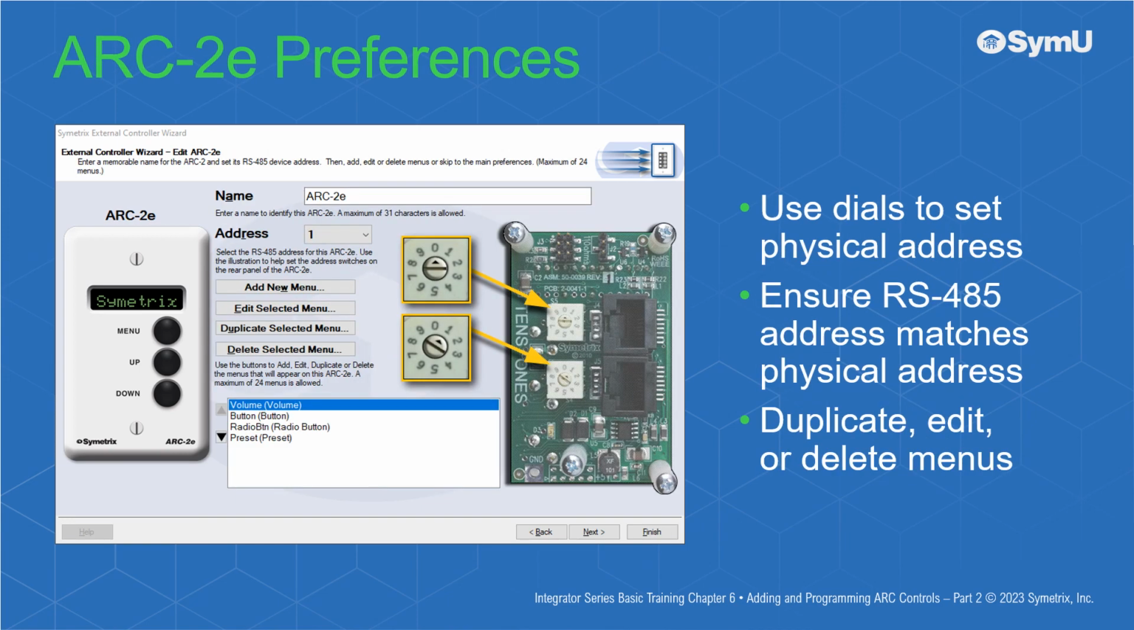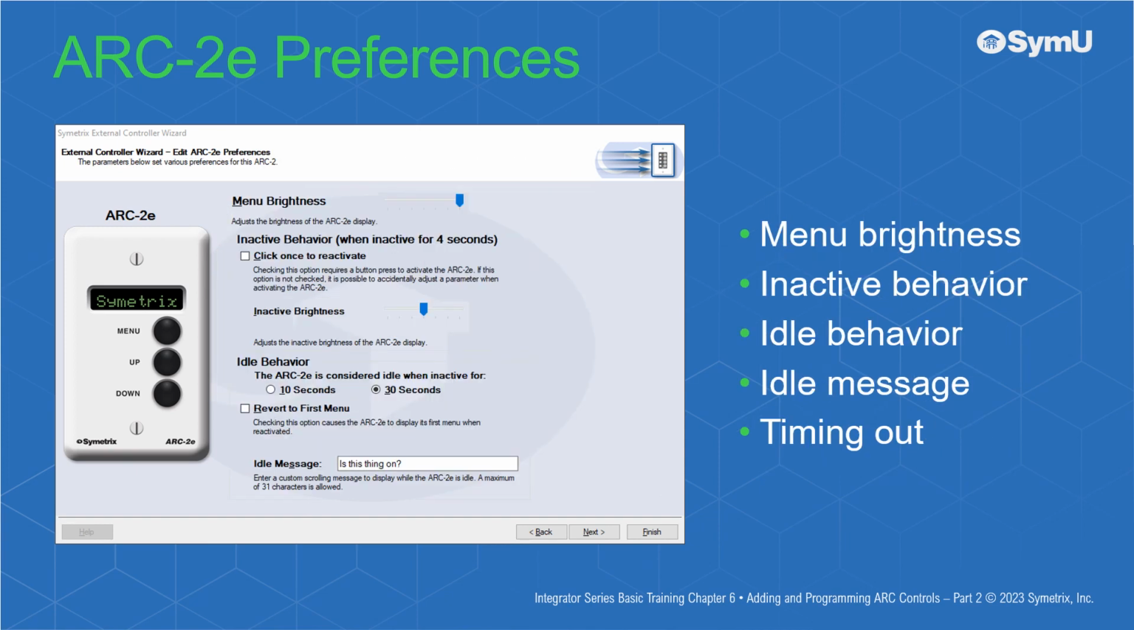To change the physical address of an ARC-2e, use the dial switches on the rear. Make sure the RS-45 address on this page matches the physical address of the ARC. If you already have some existing menus, you may duplicate, edit, or delete them with the appropriate buttons. The Edit ARC-2e Preferences dialog allows control over things like menu brightness, idle message, and timeout behavior. Set the options as necessary and click Next when finished.